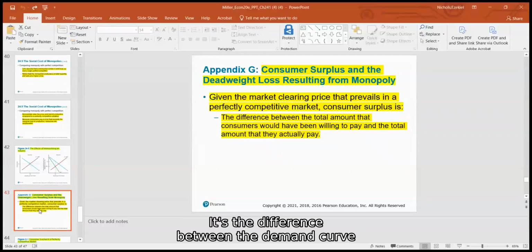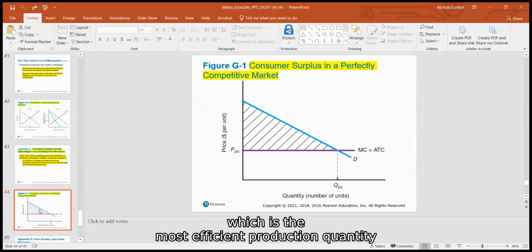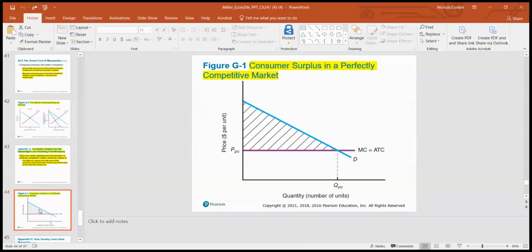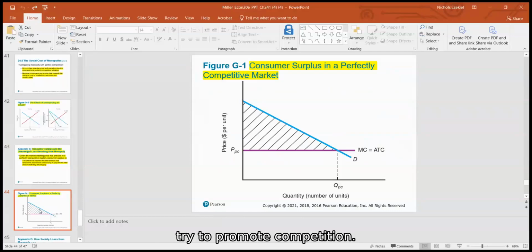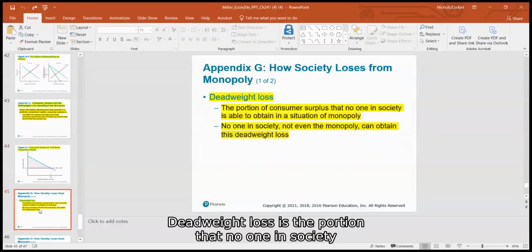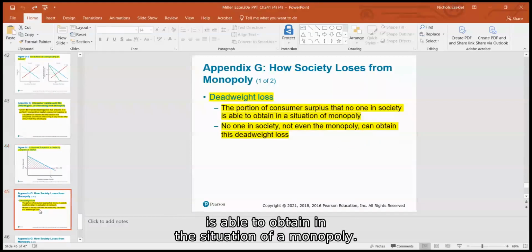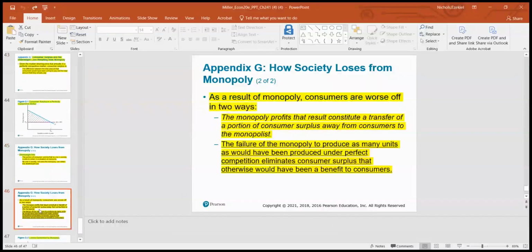So what is consumer surplus? It's the difference between the demand curve and the price of the product. And so for the perfectly competitive firm, price is equal to marginal cost, which is equal to average total cost, which is the most efficient production quantity for society. And generally, government regulatory agencies try to promote competition. Deadweight loss is the portion that no one in society is able to obtain in the situation of a monopoly. I'll show you a chart in a minute with deadweight loss.